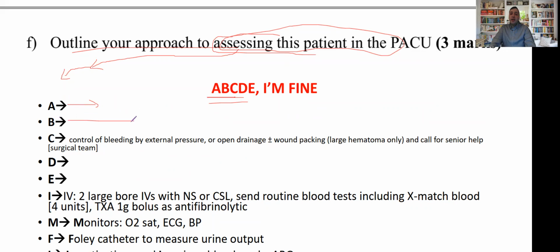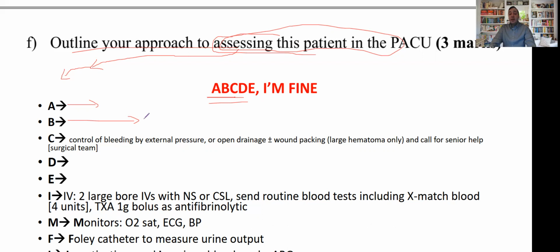In B, breathing, you have to assess the breathing. You have to see if the patient is breathing spontaneously or not. If the patient is breathing spontaneously, but is tachypneic, and our patient is severely tachypneic and desaturating, so the patient has hypoxemia. So I would like to introduce oxygen therapy for the patient, using titrated oxygen therapy starting from the nasal cannula, aiming for oxygen saturation of 94% and above, and titrating the oxygen up.